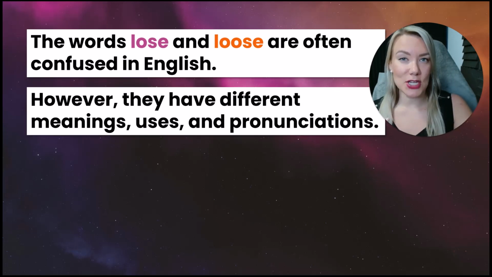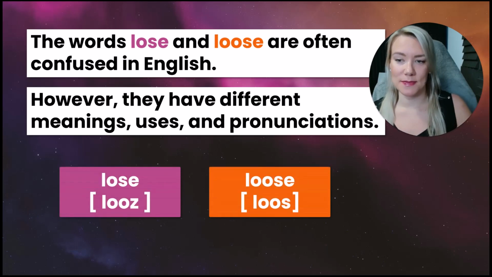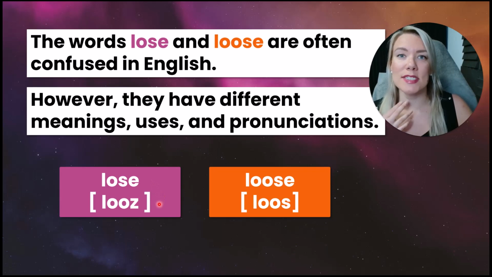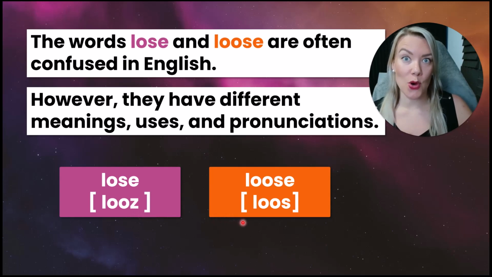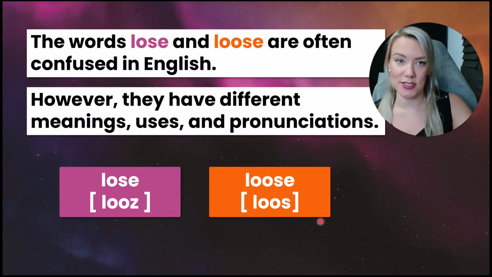So let's first talk about the pronunciation. L-O-S-E is pronounced "lose," with a Z sound, lose. And L-O-O-S-E is pronounced "loose," with an S sound, loose. So lose and loose. Now let's talk about when we use each of these words.